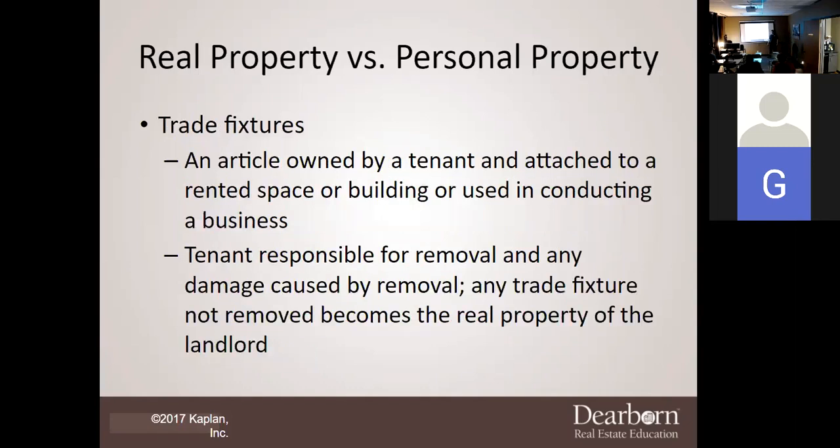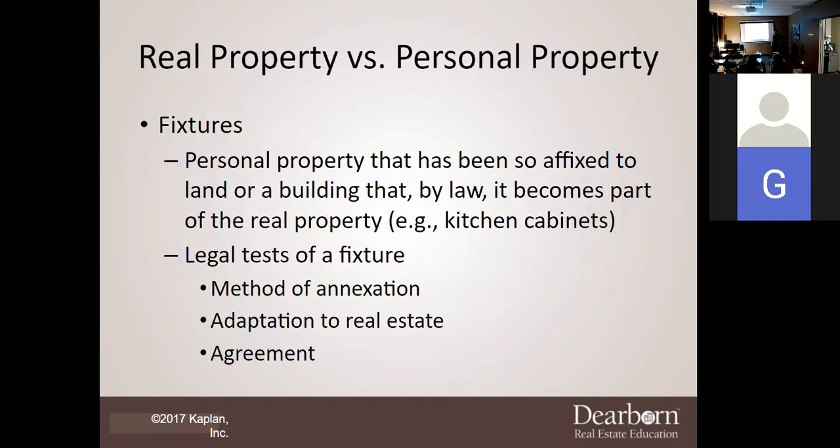A trade fixture applies to businesses. So right now, here I am in my office teaching y'all. And in this situation, anything in this office is classified as a trade fixture, because it all applies to my business. But a fixture is going to be something that is in your personal home. So you need to be able to know the differences here.